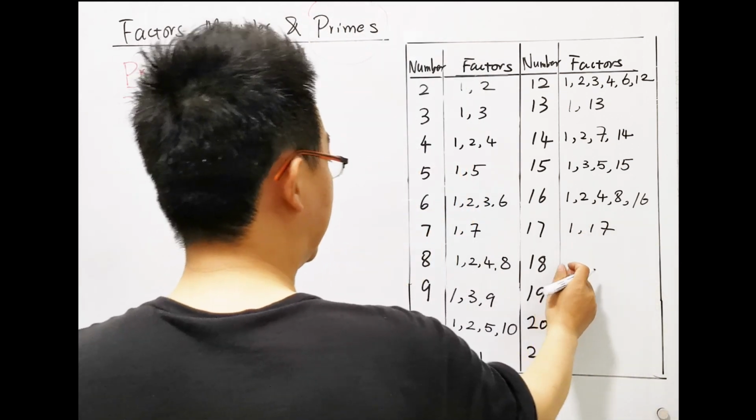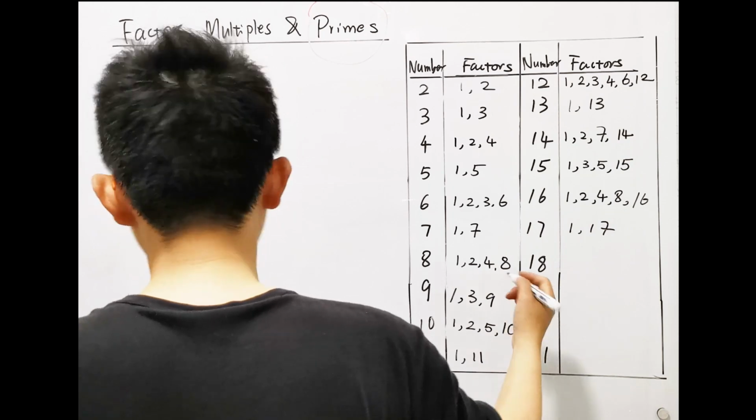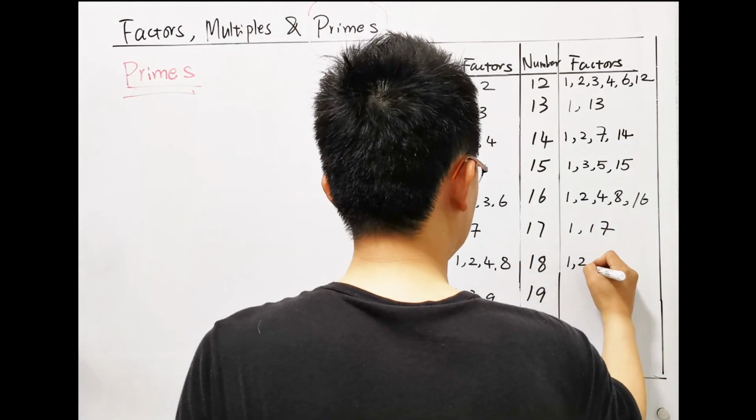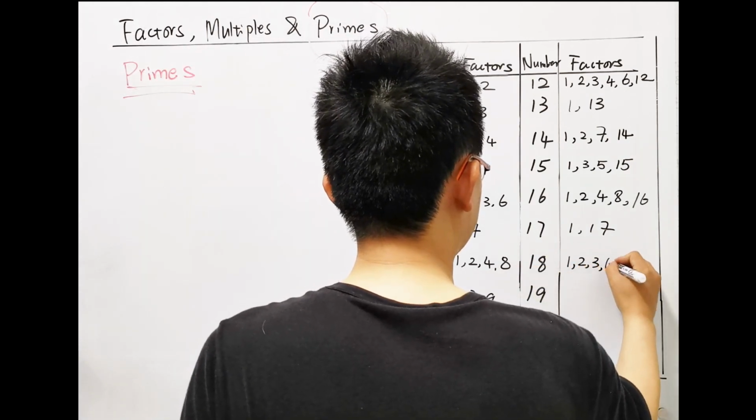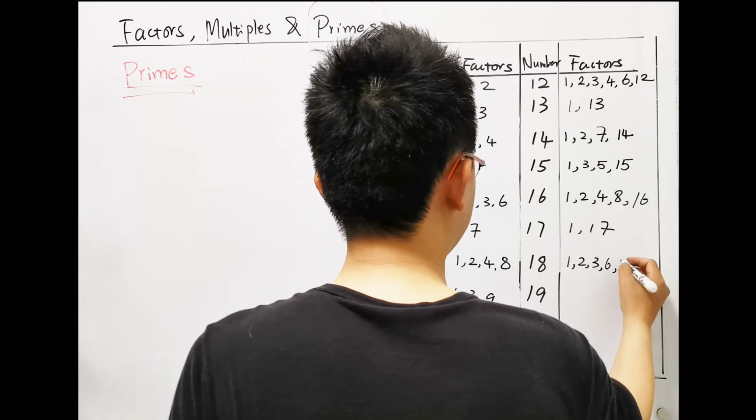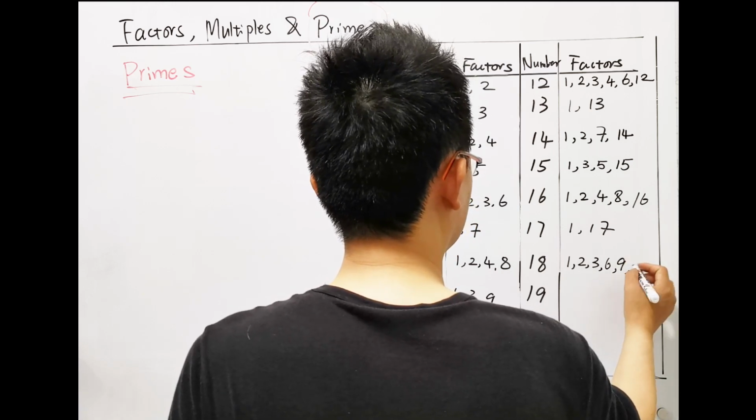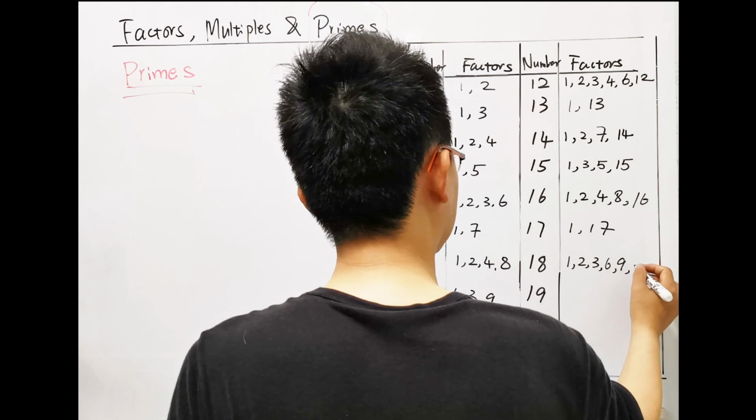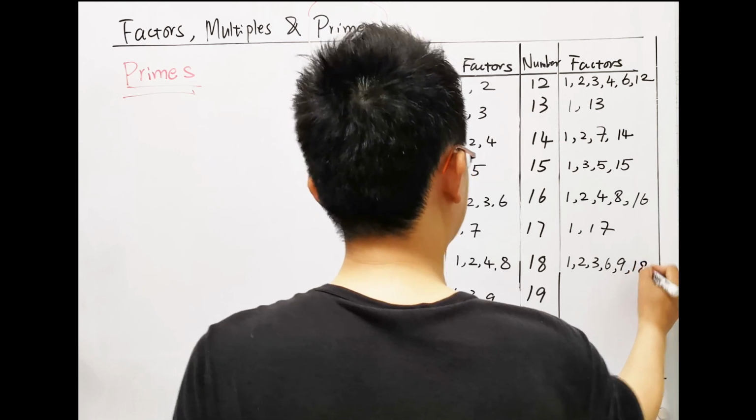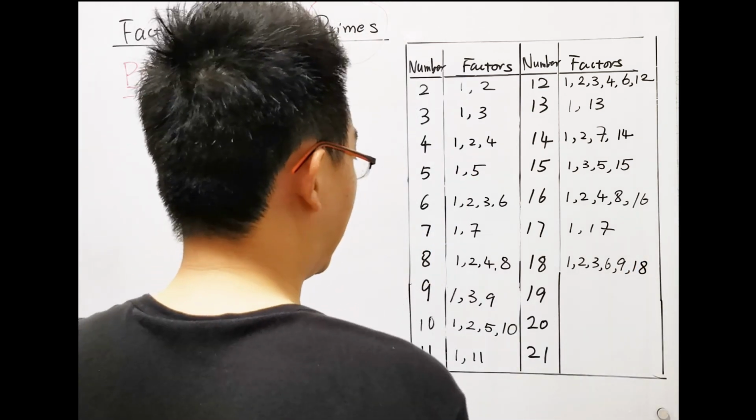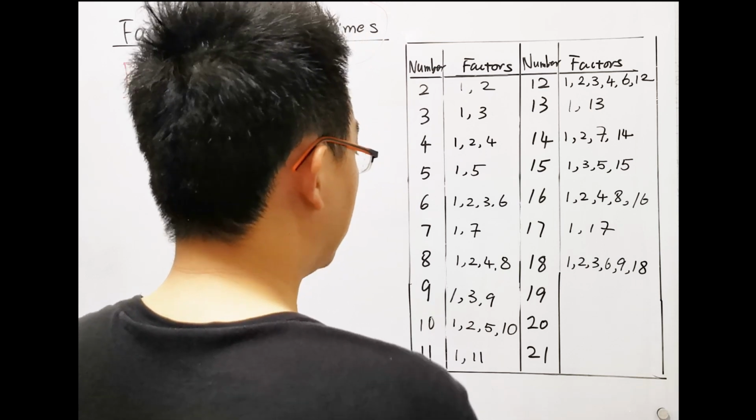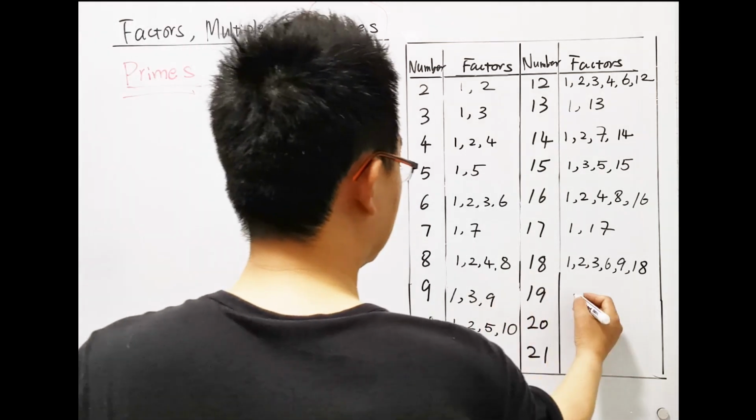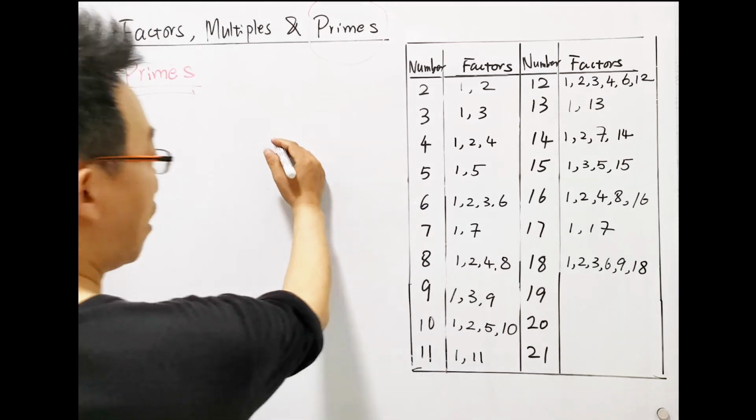Okay, so 18. 18 definitely we have more, right? Much more, right? So we have 1, we have 2, we have 3, we have 6. What else do we have? We have 9. Probably that's all. We don't have anything else. Then we have 18. So that is all we have, right? So let's look at this one. How do we find this out?